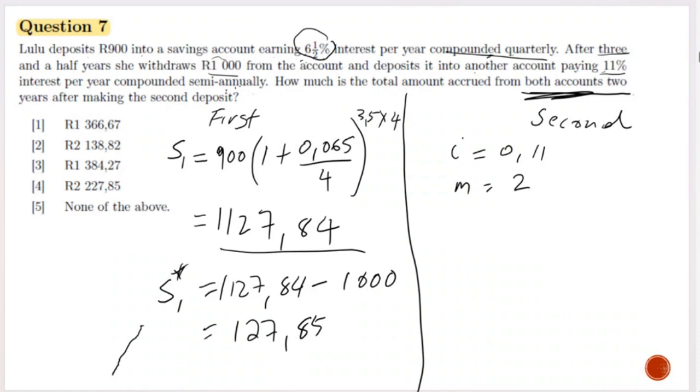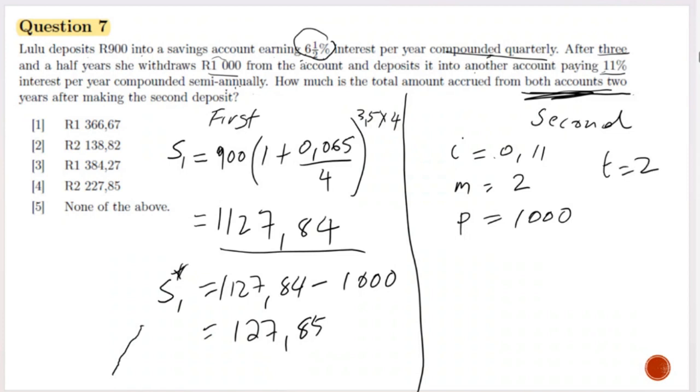And then she deposits this amount into another account. Are we clear, guys? She's taking the 1,000, and that is going to be the present value of this second account. Maybe it's Capitec, this other one, maybe it was Standard Bank. We are told this thing is running for 2 years, so now your t here is equal to 2.